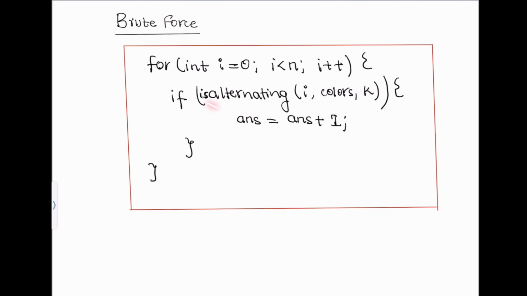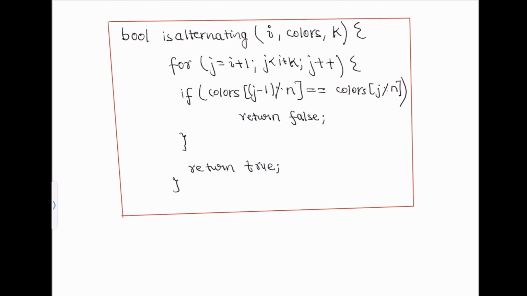Now, how do we write this? So this is going to be our isAlternating function. It takes as parameters the index from where we have to start and the size of the alternating group that we are required to form. So we will start looping from the i plus 1th index and we will go up to a size of k, and we will check if the consecutive elements are equal, then we will simply return false.